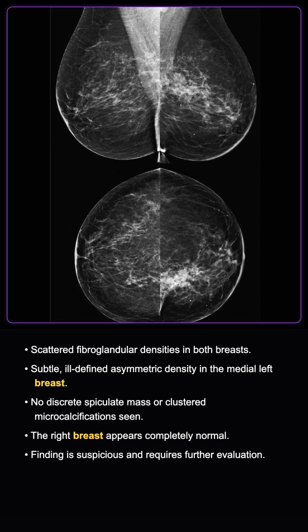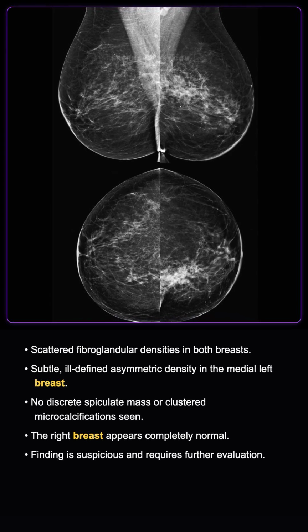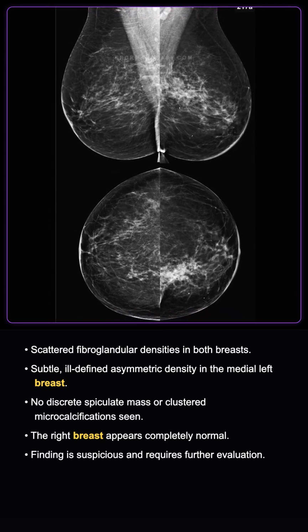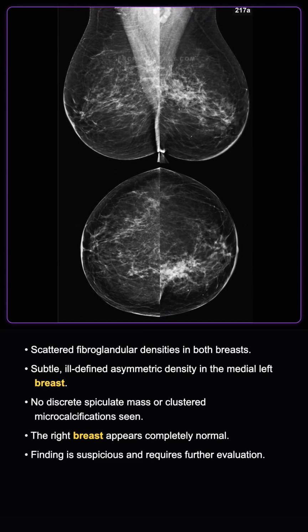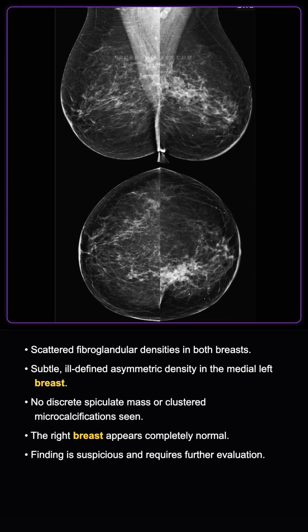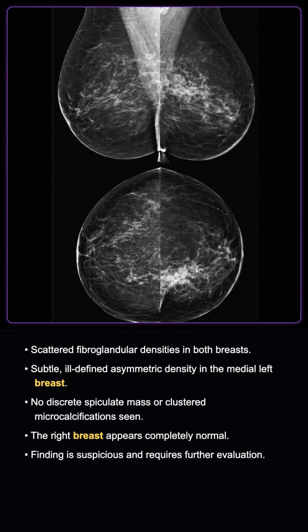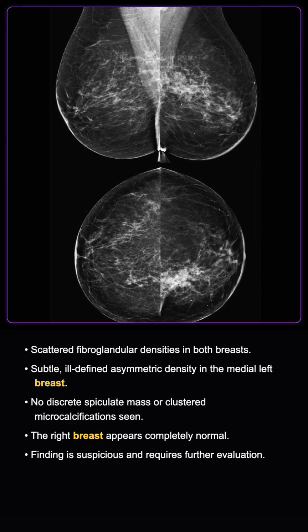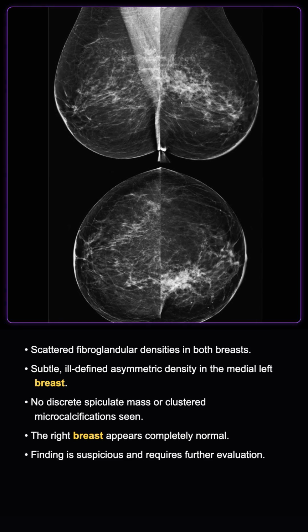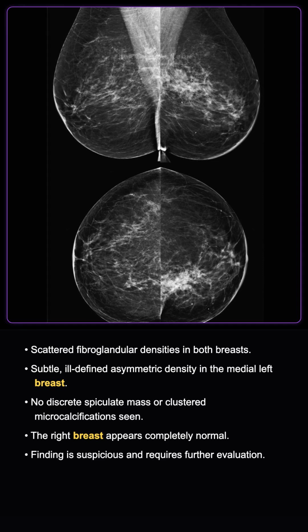There is a subtle, ill-defined area of asymmetric increased density in the medial aspect of the left breast. No discrete spiculate mass or clustered microcalcifications are seen. The right breast appears completely normal. Given the patient's palpable clinical concern and the asymmetric density, this finding is suspicious and requires further evaluation.